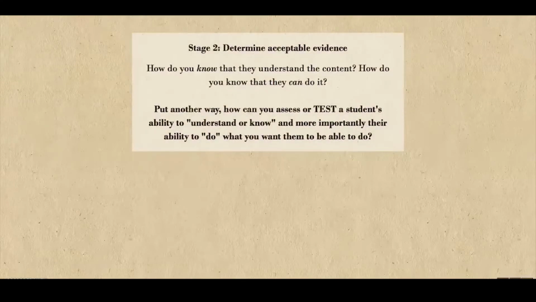The second stage of backward design is all about testing or assessment. It asks you to decide how you know that your students understand the content. This means that, rather than waiting until the midterm or end of the semester, the second thing you need to decide and design is how you're going to test or assess your students' ability to understand the material and that they can do what you want them to be able to do.